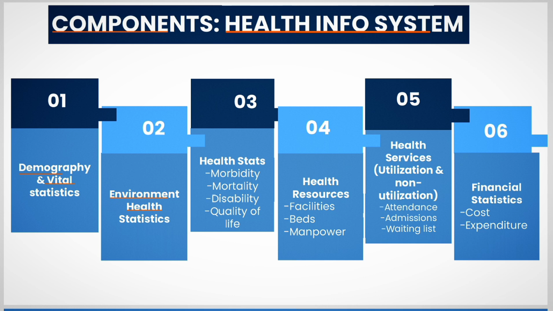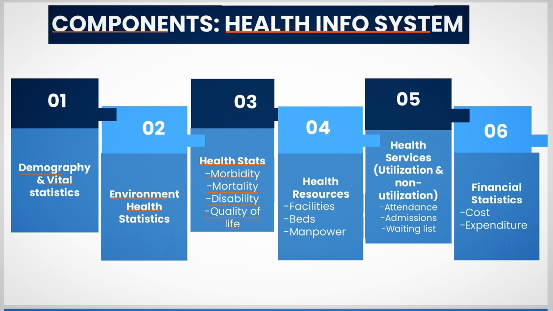The third component of health information system is health status, which includes morbidity, that is suffering or illness from any disease, mortality, that is death due to any disease, and disability, that is inability to perform work because of those diseases. It also affects the quality of life.